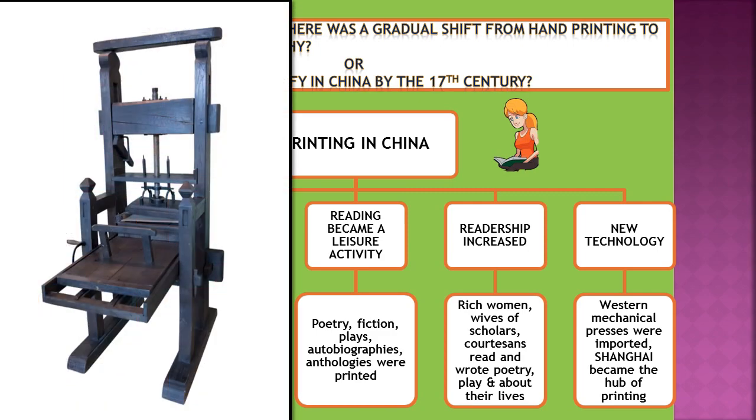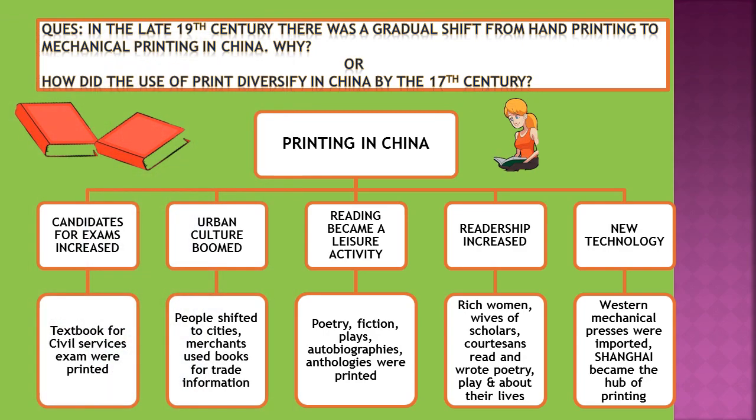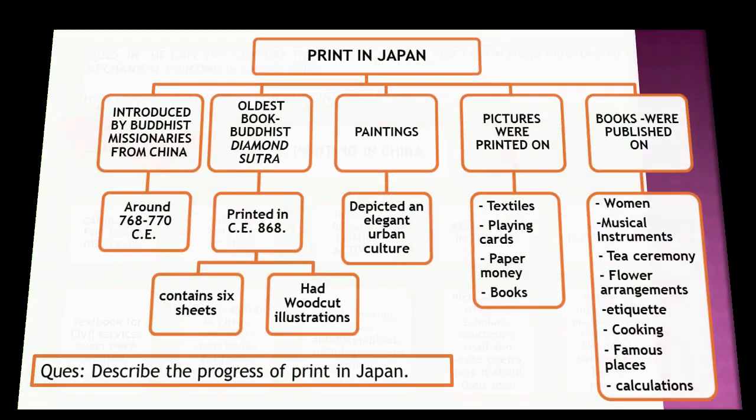So when the print press was invented, it was imported in large numbers in China because a lot of books had to be produced in a short amount of time. And Shanghai became the hub of printing. That means a lot of books were printed in Shanghai.